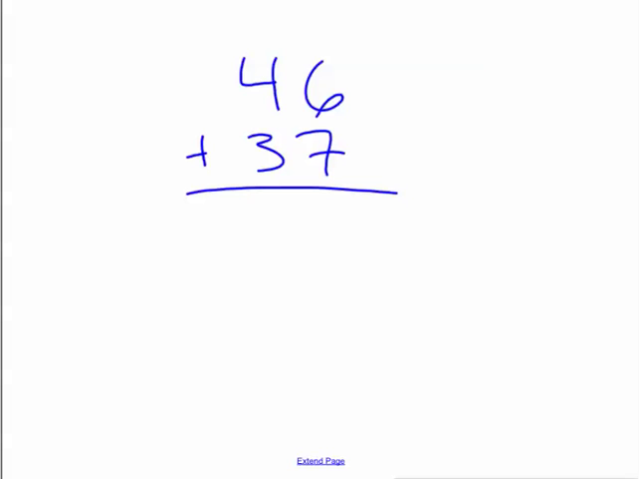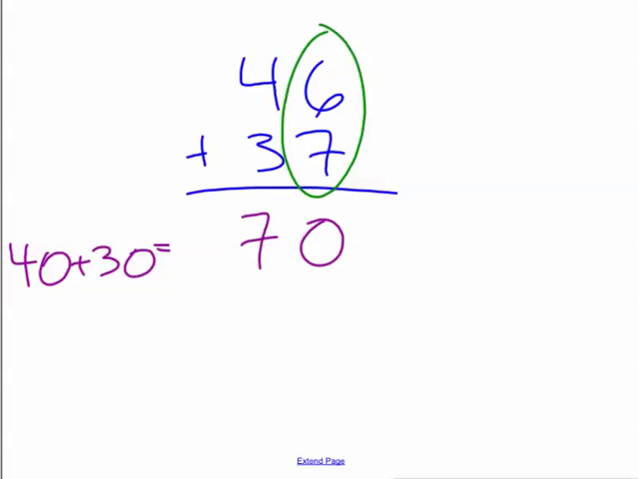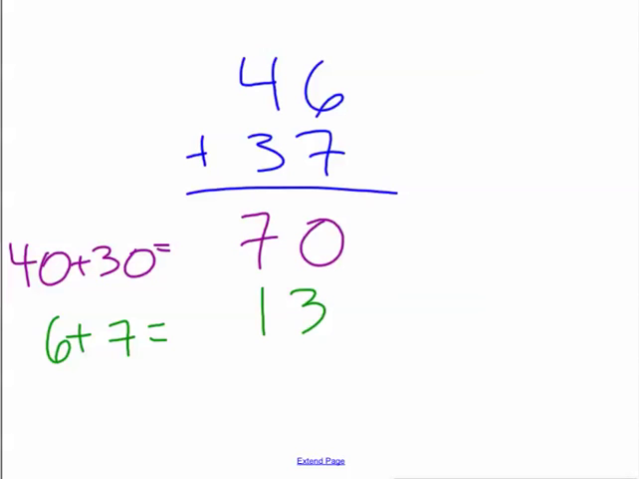For instance, if we had the addition problem 46 plus 37, the partial sums method would first ask us to take a look at the tens column. And we recognize that in the tens column, we actually have the addition problem 40 plus 30. And 40 plus 30 is 70. Next, we're to look at the ones column. In the ones column, we have 6 plus 7. And 6 plus 7 is simply 13.